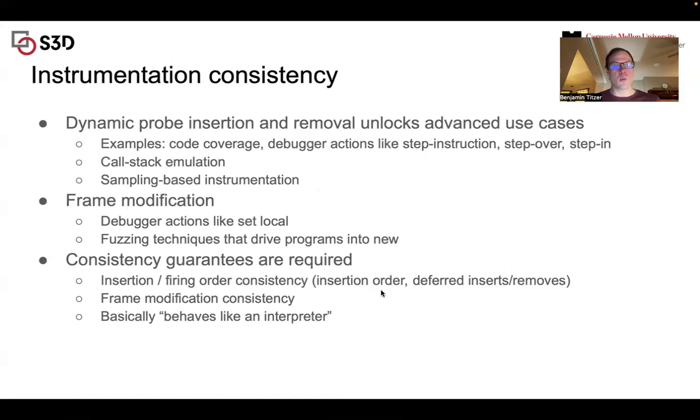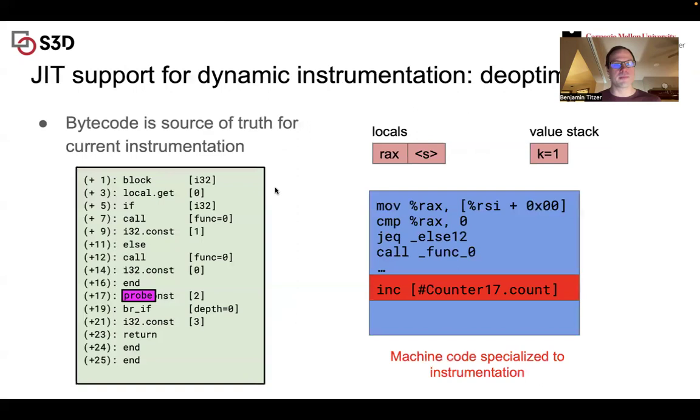In particular, what order do the probes fire in? If you insert multiple probes on the same instruction, they should really fire in a consistent order. If you remove them, they should also fire in the same order, no matter what tier you're running in. And obviously, if you change a value in a frame, it should take effect pretty much immediately. So the goal here is to make the system seem like it's just an interpreter, even though it's got a compiler in the background.